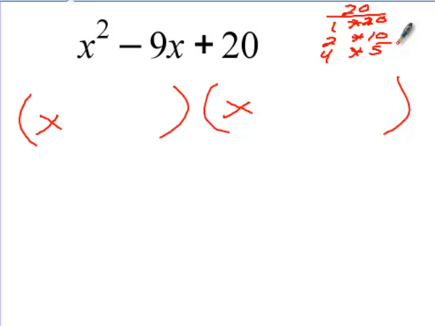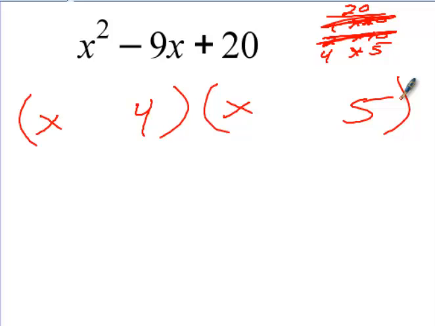So what we do is we look at the sign on C. What's my sign on C? Positive, which means that I have to add my factors together and get out my B. So can I take a 1 and a 20, add those and get 9? Can I take 2 and 10, add them and get 9? 4 and 5. Okay, so I know my factors are 4 and 5.